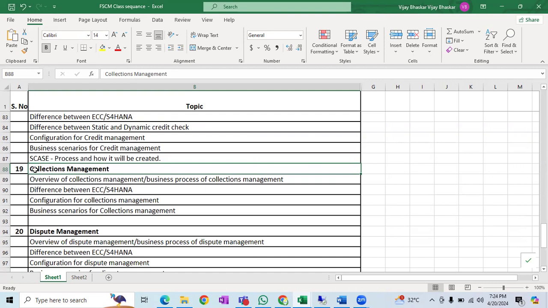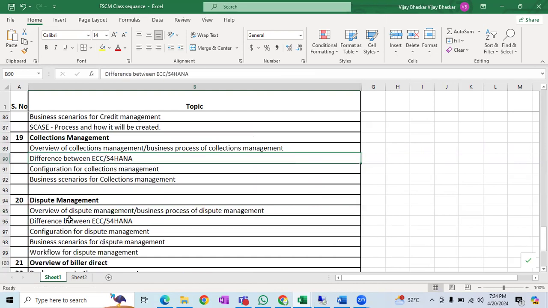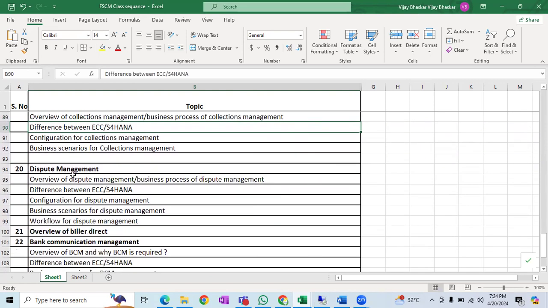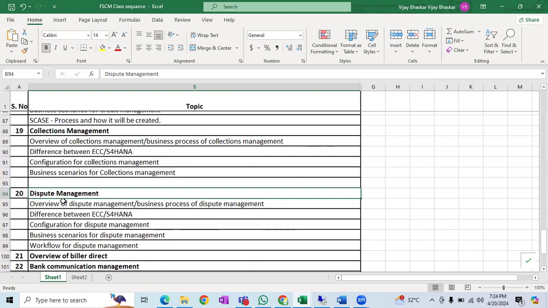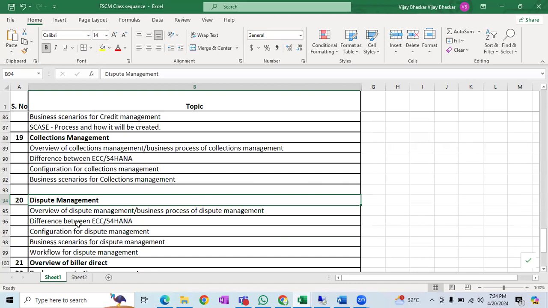Then coming to the collections management, how it is to be integrated and how it is going to work. Now what are the changes, the difference between ECC and S4HANA? For credit management, they have brought up the concept of the credit segment. In a similar way, in collections management also we have the collection segment. Now the next one would be dispute management, how dispute management is associated with the collections management. This we will see in detail.